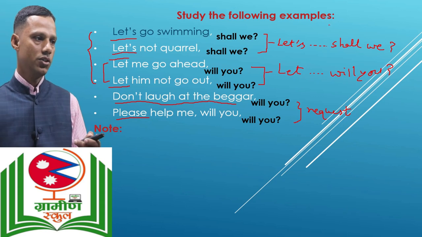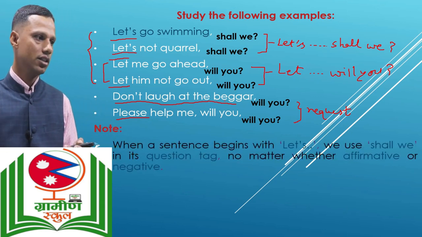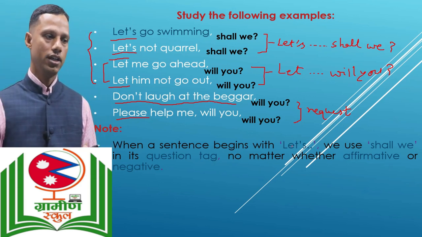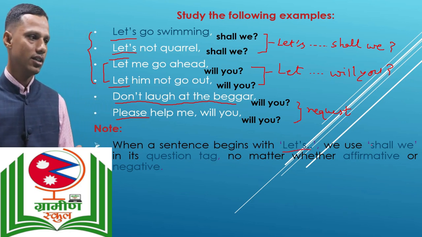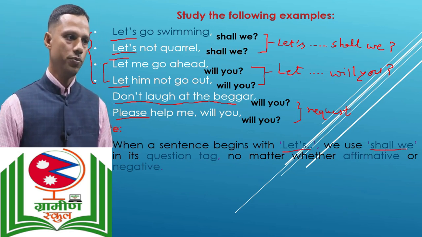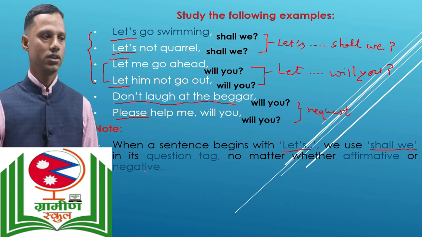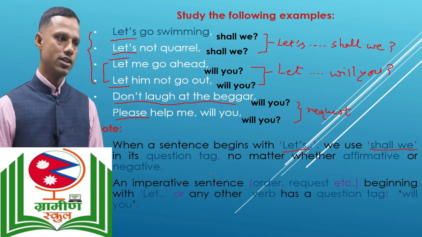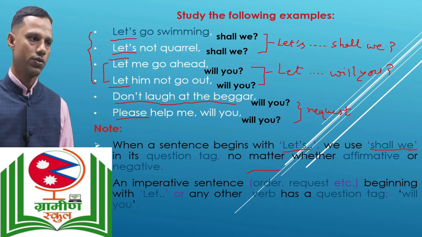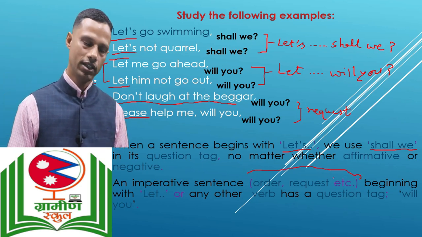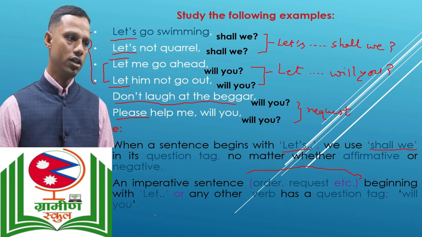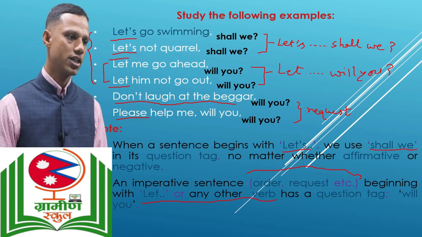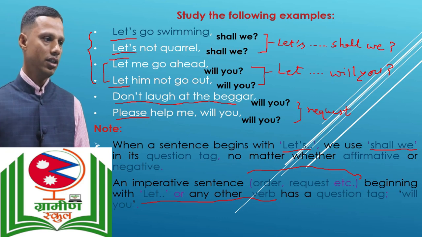Now what can we note from these examples? As I already said, the same thing you can note down. When a sentence begins with let's, we use shall we in its question tag, no matter whether it is affirmative or negative. Now let's see the next point. An imperative sentence that may be an order or request beginning with let, or any other verb, has the question tag will you. We have already discussed this in the above examples. You can notice the same thing in the examples above.